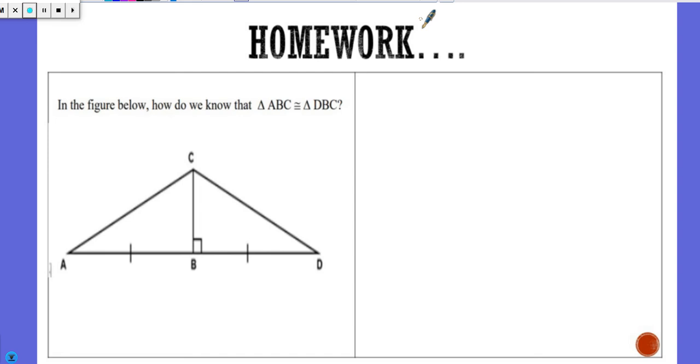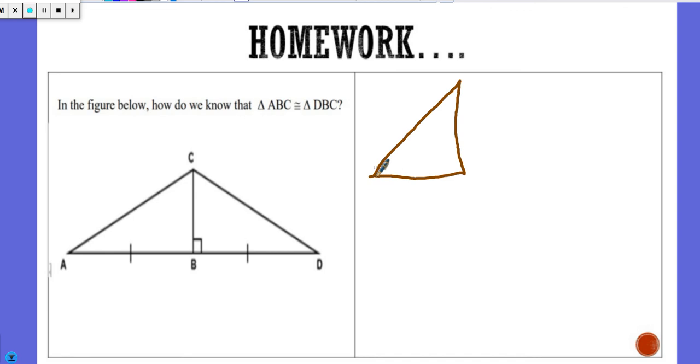ABC is congruent to triangle DBC? All right, so this one's rather simple. It's not really a big proof, or it's no proof here at all. It says in the figure below, how do we know that triangle ABC is congruent to triangle DBC? So if you look here, we know, I'm going to go ahead and break these two triangles up to make life easier for me.